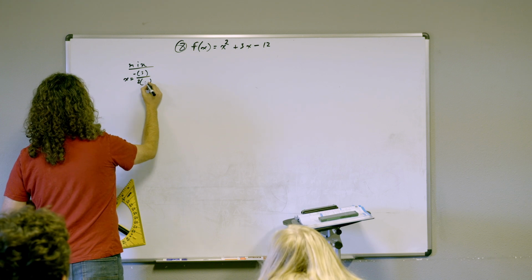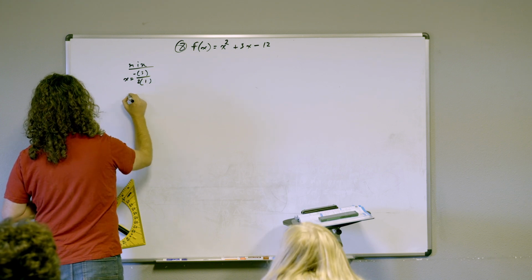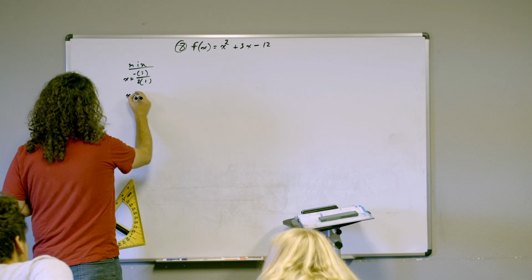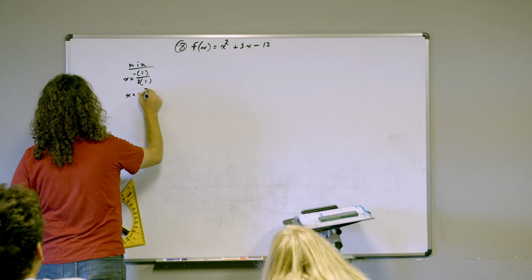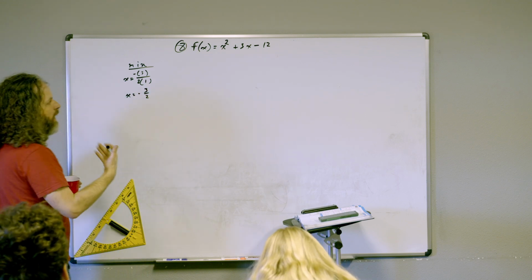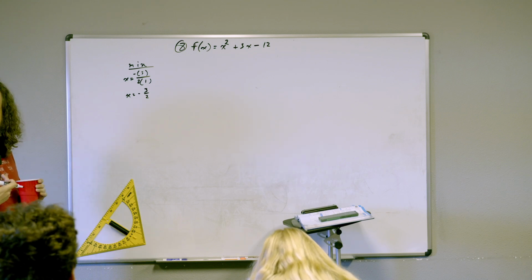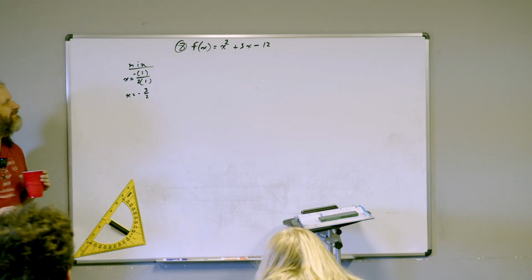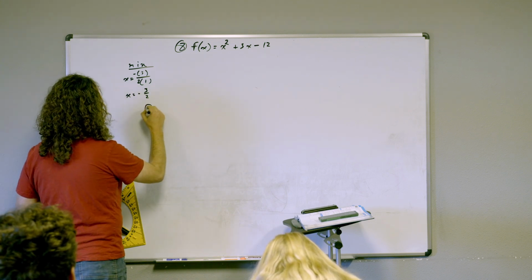What am I going to put here? So it has a minimum at x equals this, but that doesn't tell us what the minimum is yet. Negative 3/2, right? Now I need to find the y part to actually get the minimum. So we put that in.